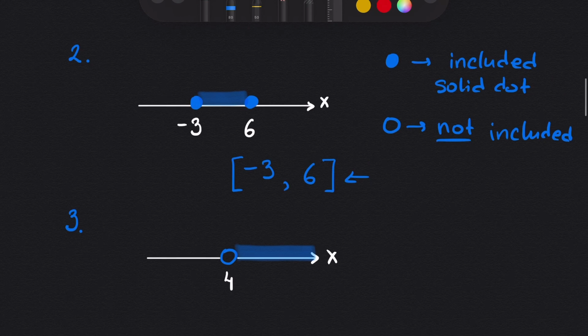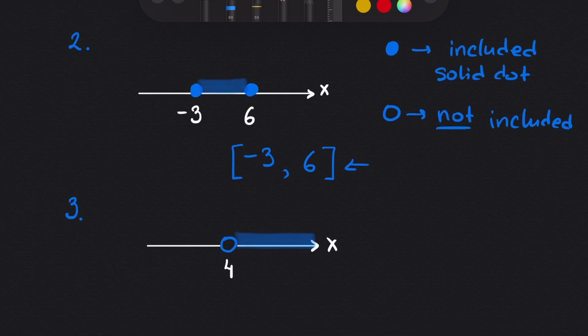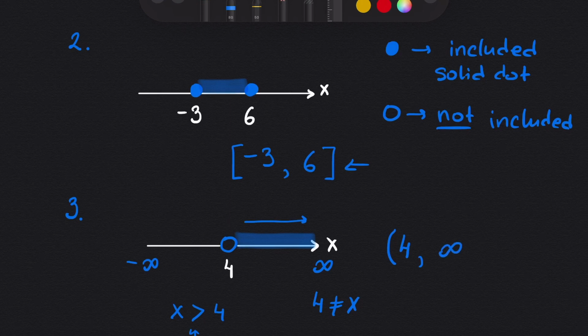And we have example number 3. This one, we got 4 not included. Again, that means x is not equal to 4, and x is more than 4. X is more than 4, not equal to 4. So we have infinity on this side and negative infinity on the other side. And of course 4 is going to infinity without bounds. So we're going to put infinity here. And that's our answer.